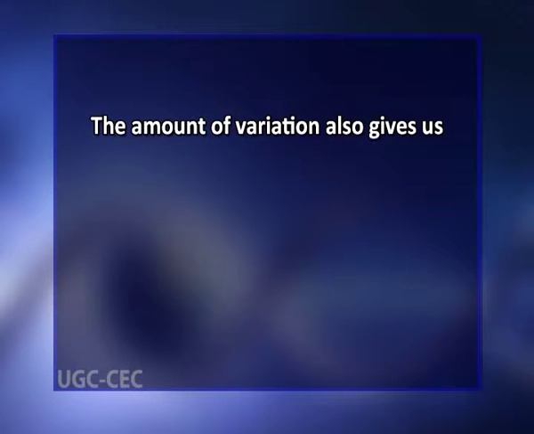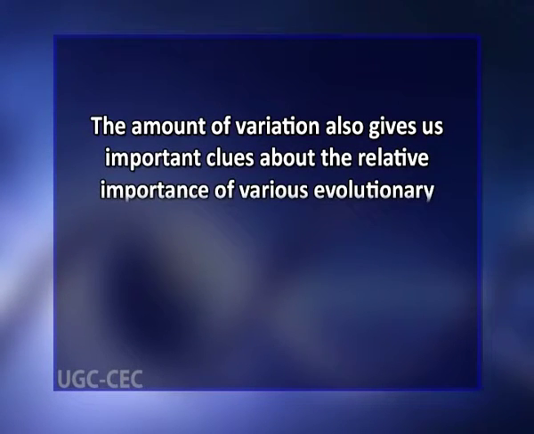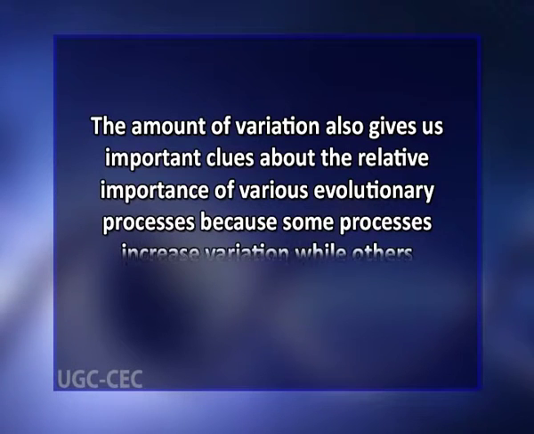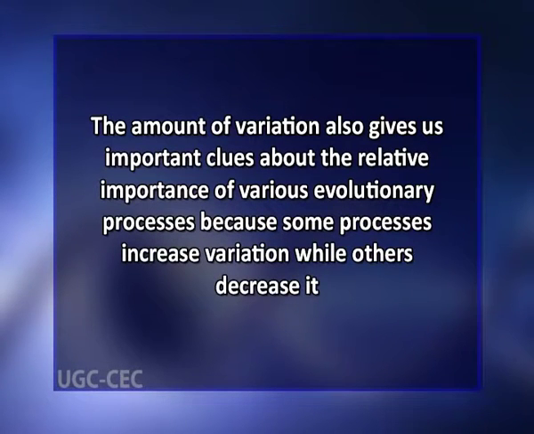Genetic variation within populations is important for several reasons. First, it determines the potential for evolutionary change and adaptation. The amount of variation also gives us important clues about the relative importance of various evolutionary processes, because some processes increase variation while others decrease it. The manner in which new species arise and existing populations become extinct may depend on the amount of genetic variation. In addition, the ability of a population to persist over time can be influenced by how much genetic variation it has to draw on as the environment changes.